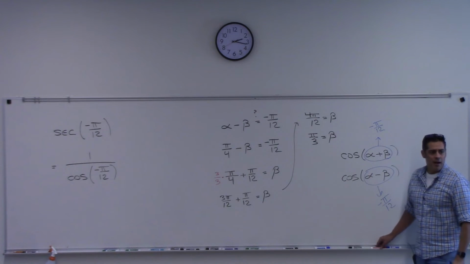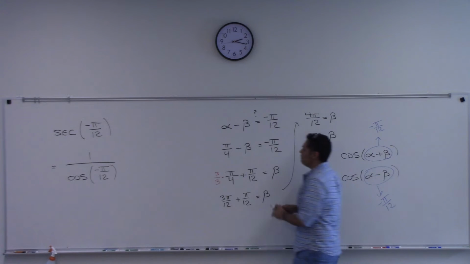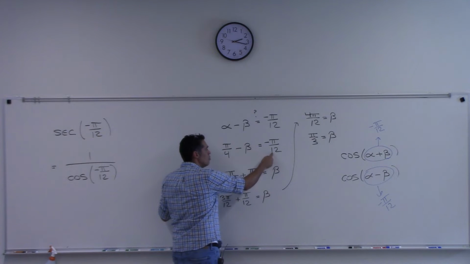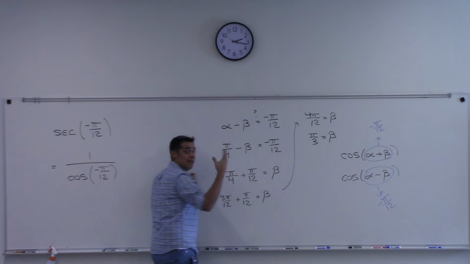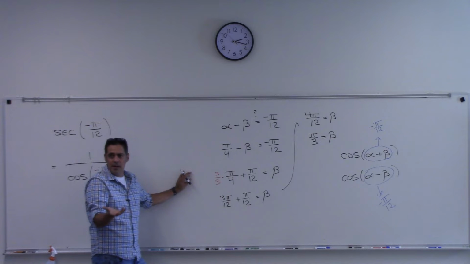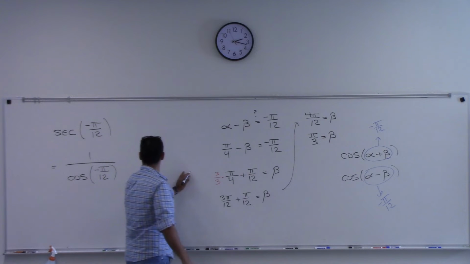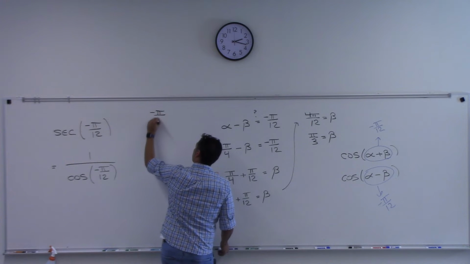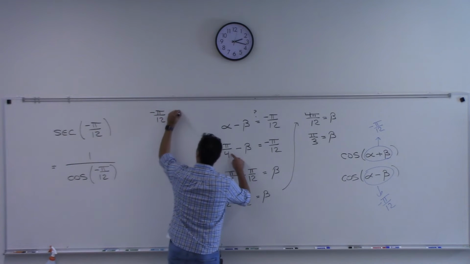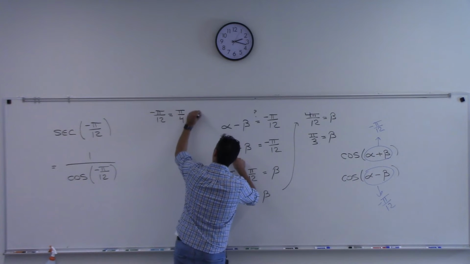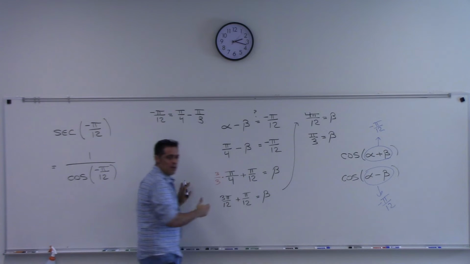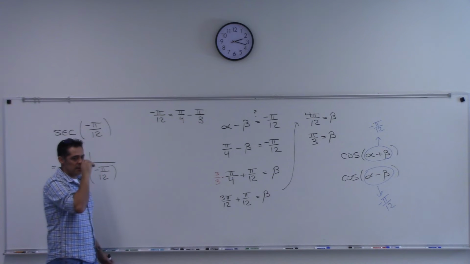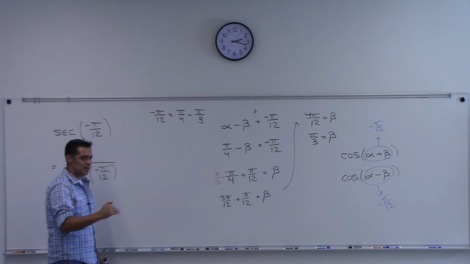So look, it works. If you want to know if pi over 4 minus an angle equals negative pi over 12, then this will work if you let beta be pi over 3. And guess what? Pi over 3 is one of our common angles as well. So here's what we have. Negative pi over 12 can be rewritten as pi over 4 minus pi over 3. Does that help at all? There's different ways you could get to this. But am I addressing the initial question here?